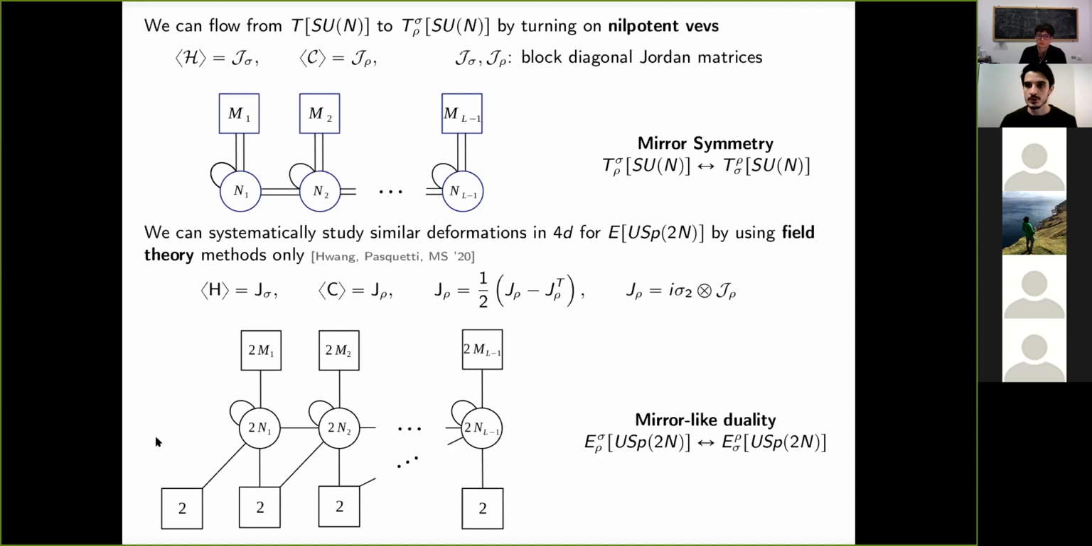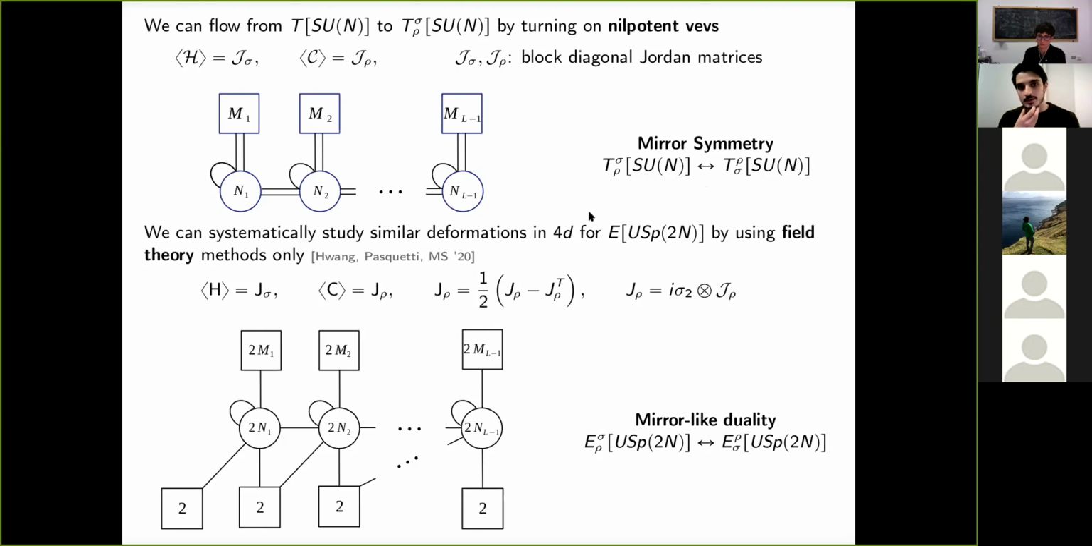with unitary gauge groups. These theories are generically called T^σ_ρ[SU(N)] theories, because σ and ρ, which are 2 partitions of N, encode all the data of the quiver. And these theories are indeed related in pairs by mirror symmetry, which acts exchanging the 2 partitions σ and ρ. An important observation is that all these T^σ_ρ theories can be obtained by turning on some nilpotent vevs for the Higgs and the Coulomb branch moment maps of the T[SU(N)] theory.